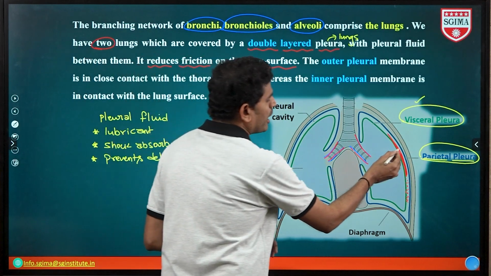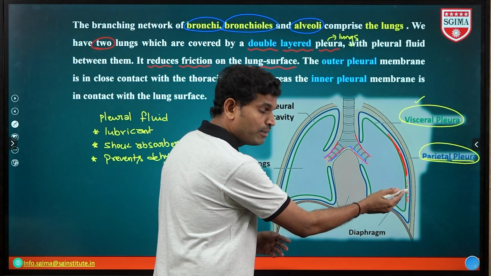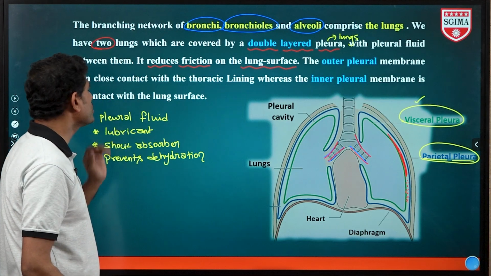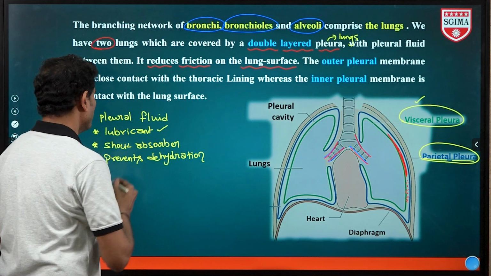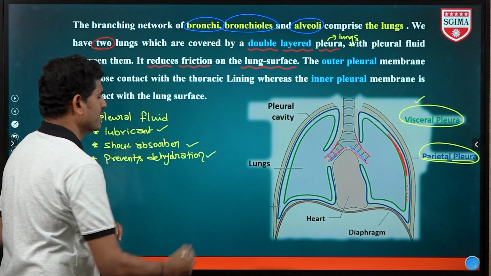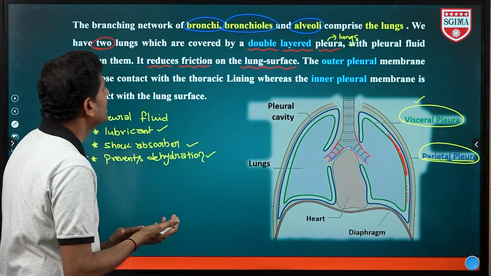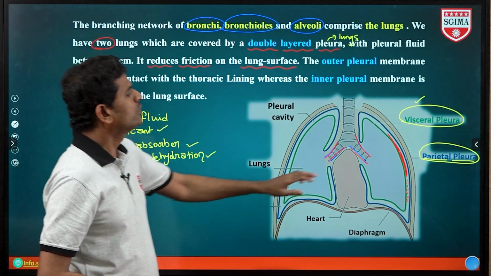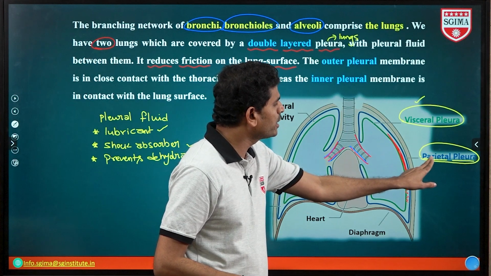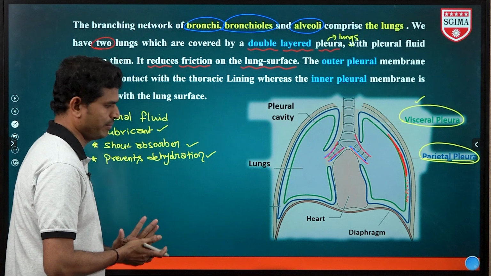The gap between them is called the pleural cavity and it is filled by the pleural fluid. What is the function of this pleural fluid? It acts like a lubricant and acts like a shock absorber and prevents the desiccation or dehydration. This is the one point we have to remember. And another point is that the visceral pleura becomes like a part of the lungs, and the parietal pleura lines the thoracic cavity. These 2 points we have to remember here.